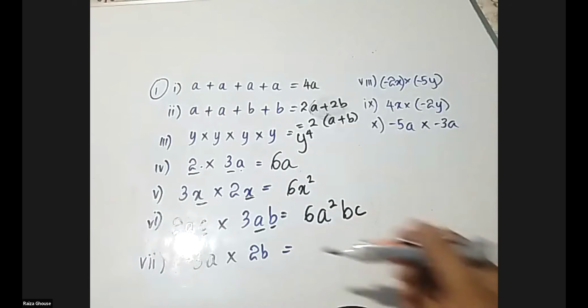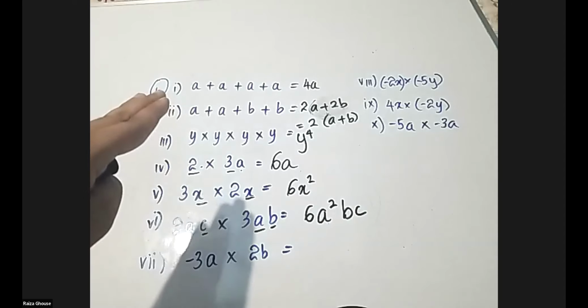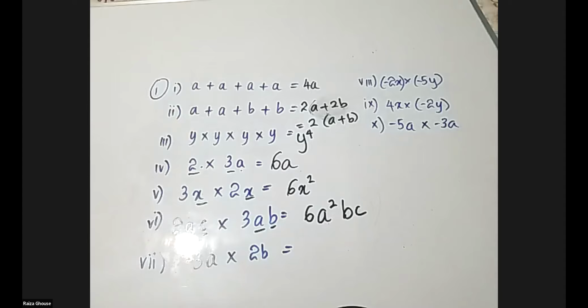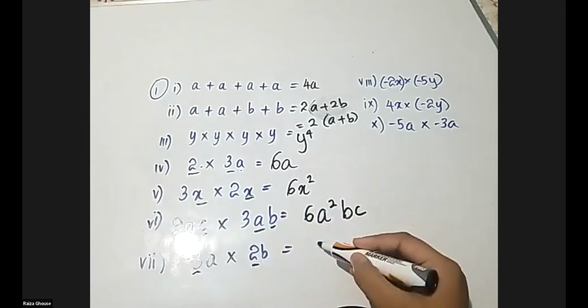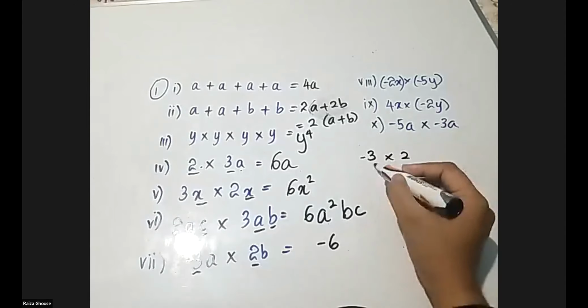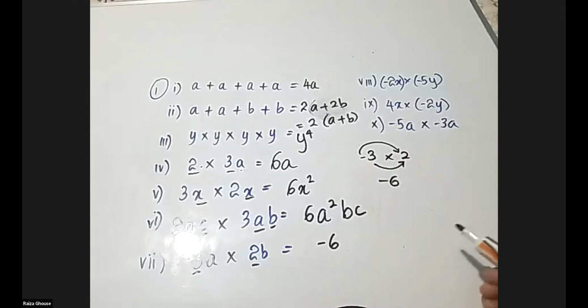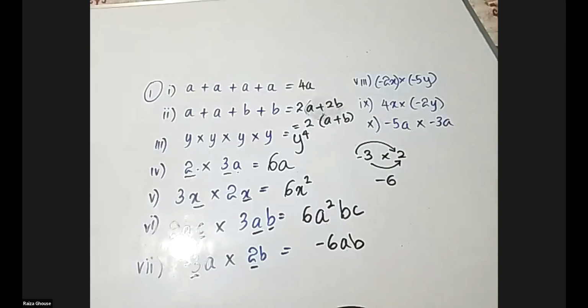Now be careful. -3. What is this? You can see, right? -3a into 2b. Now you have to be careful. -3 into 2 is -6. How did it come? -3 into 2 means 3 times 2 is 6, and negative into positive is negative. A times b is AB, right? I think you understood. If anybody didn't understand, drop a text here.